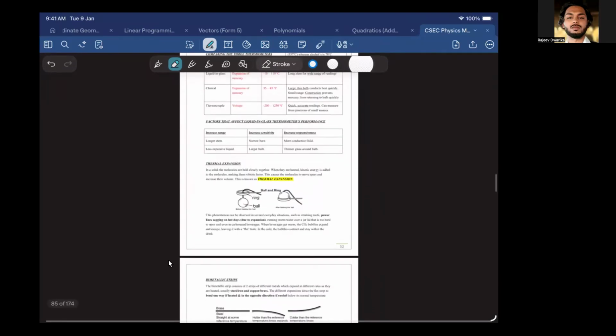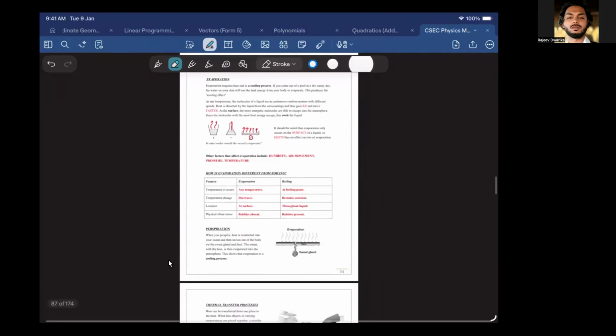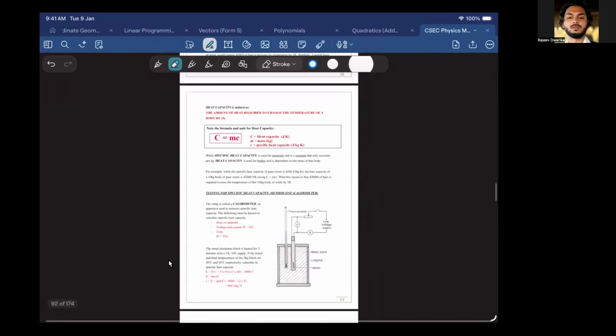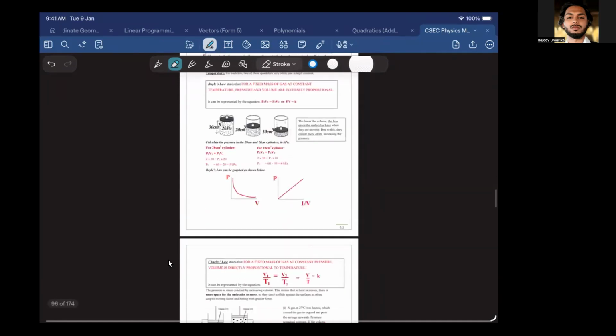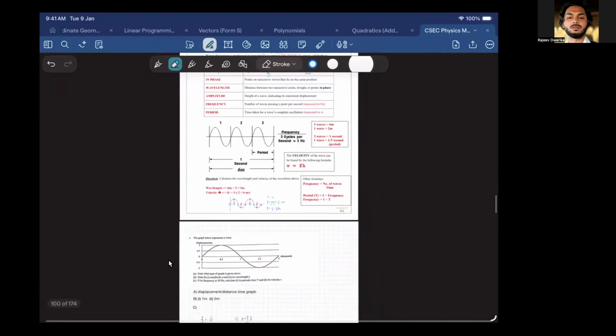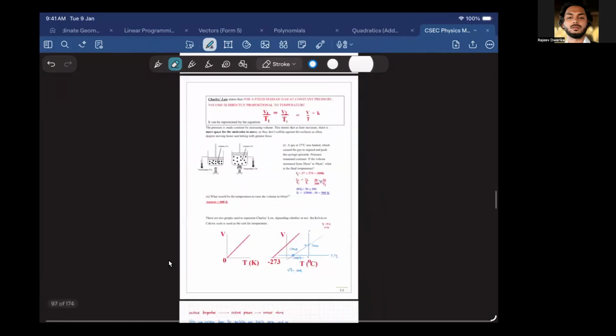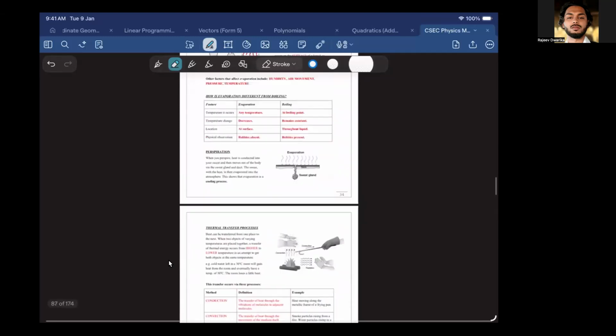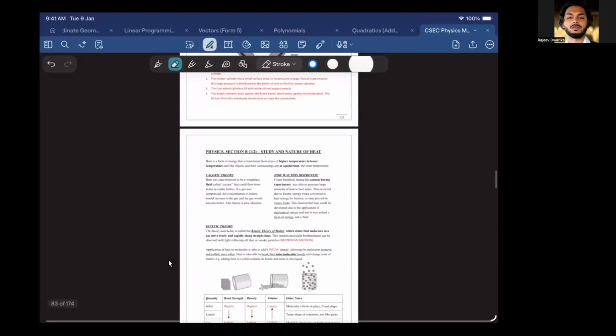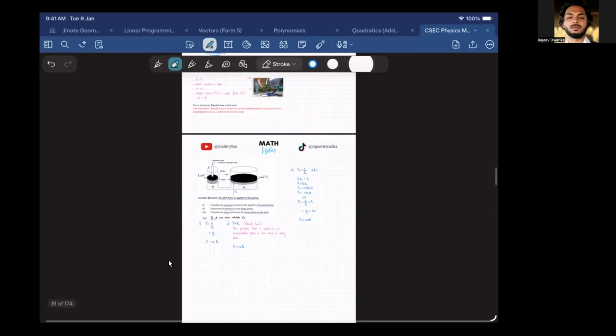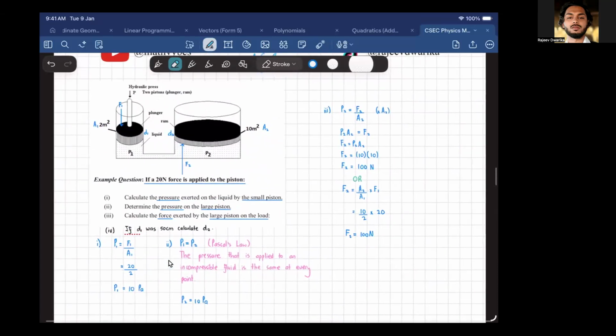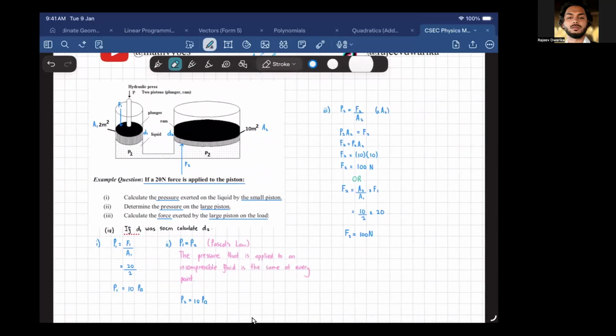Also, next class, we're going to start thermodynamics, which is the study of heat. It's a pretty intense topic. We are a good way into the syllabus, halfway, if not a little more than halfway into it.